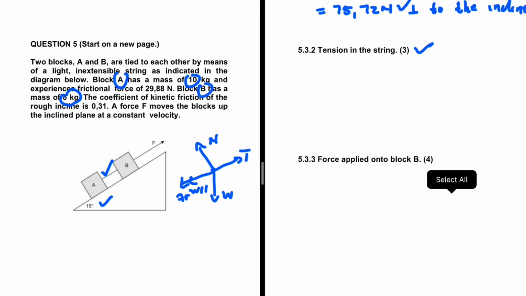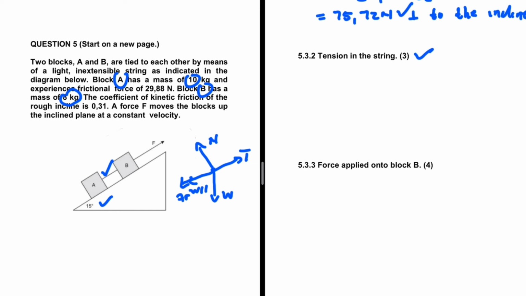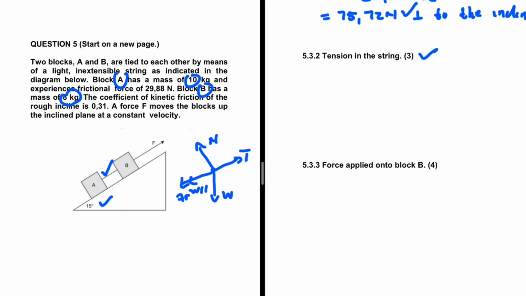So if we were to use block A, take a look at our statement: a force F moves the blocks up the incline at a constant velocity. Constant velocity tells us that the frictional force plus the parallel component of the weight is equal to the tension. That's what constant velocity tells us. So what is the frictional force?